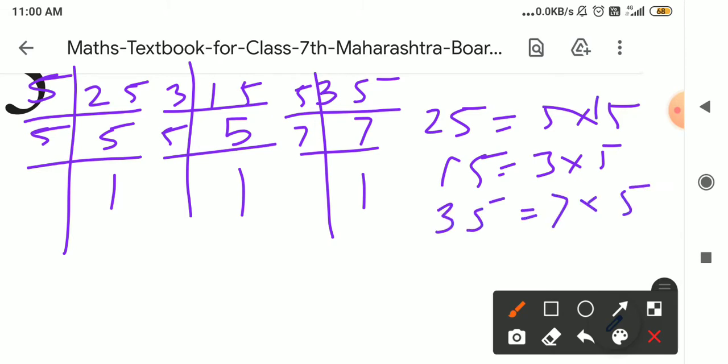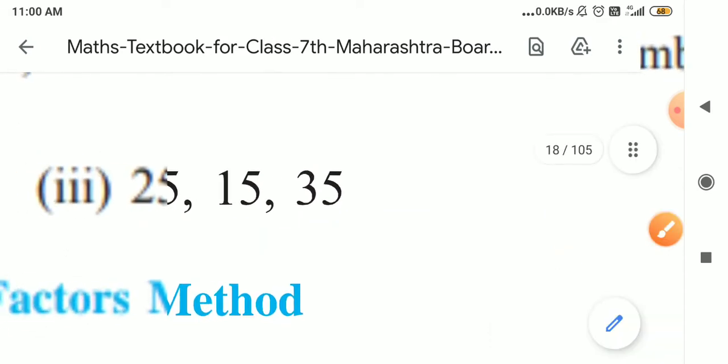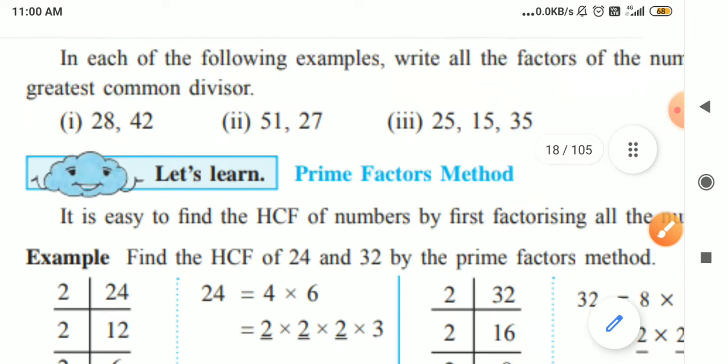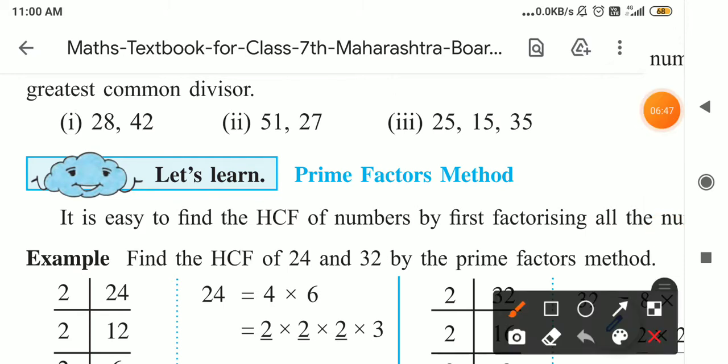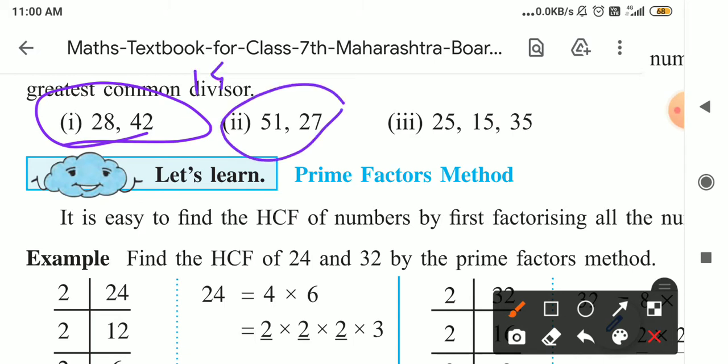So if you see here, there is one common number inside it, that is 5, and 5 is the common divisor for these numbers. I showed you the factorization method, but common divisor means all the numbers are divisible by it. In the first example, 28 and 42 are both divisible by 14. Okay, 14 is the common divisor for this. For this 3 is the common divisor, and for this 5 is the common divisor.